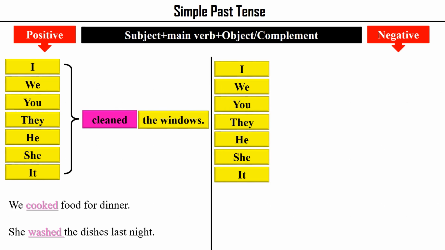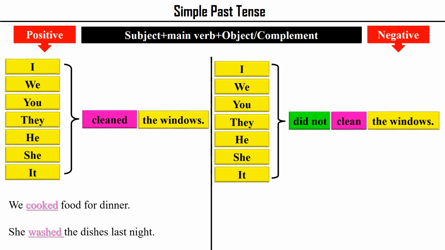Negative form. Subject plus helping verb plus negative adverb not plus main verb plus object. I did not clean the windows. We did not clean the windows. You did not clean the windows. They did not clean the windows. He did not clean the windows. She did not clean the windows. It did not clean the windows.